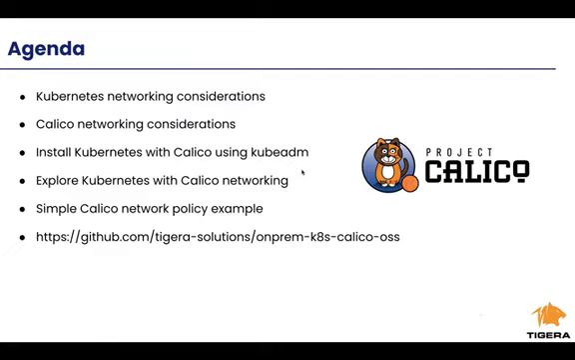It's baked into most of the public cloud hosted Kubernetes offerings as well. And then we're going to explore Kubernetes with Calico networking, where we go through and observe Calico IP pools and some of the settings that you can take a look at and manage using Calico networking. And then we will take a look at a simple Calico network policy.